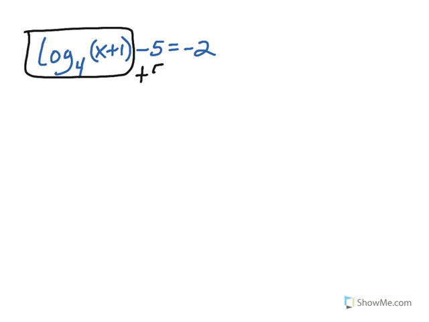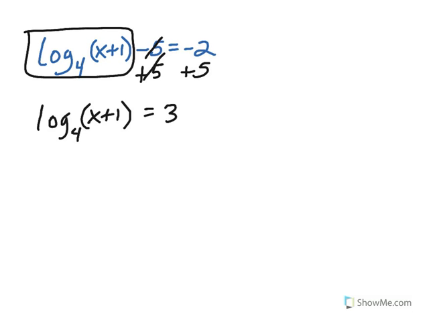So I'm going to add this 5 and just move it out of there. Okay, so let's rewrite what we have. Log base 4 of x plus 1 equals 3. Now, in order to get at this exponent, in order to somehow get that isolated, I've got to undo a logarithm. I've got to go backwards from a logarithm.